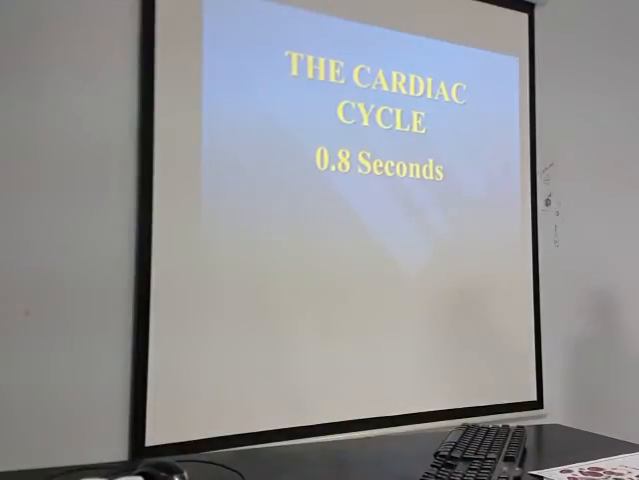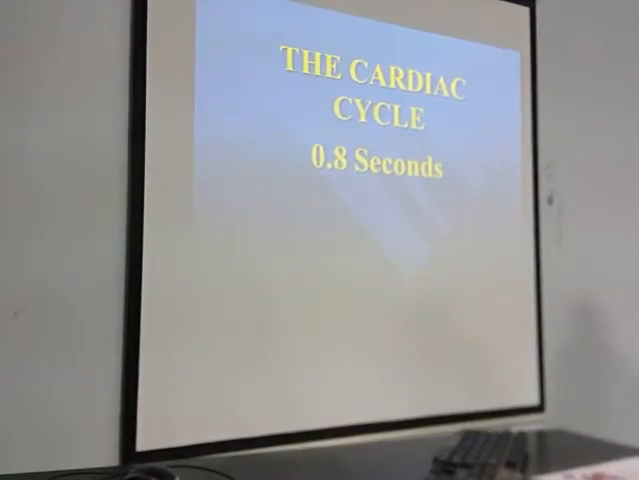If this fibrous skeleton is not there, the atria and the ventricles will contract simultaneously. The person will not live. No one will live, because then the function of the heart will not occur.